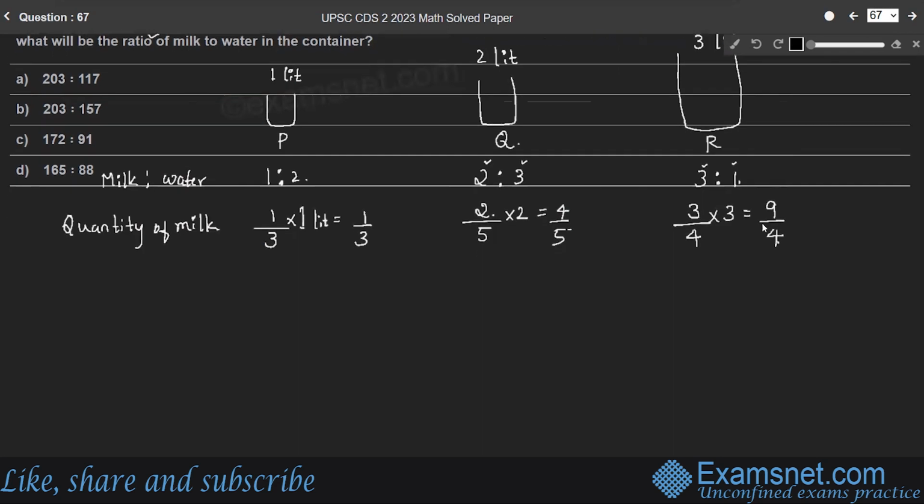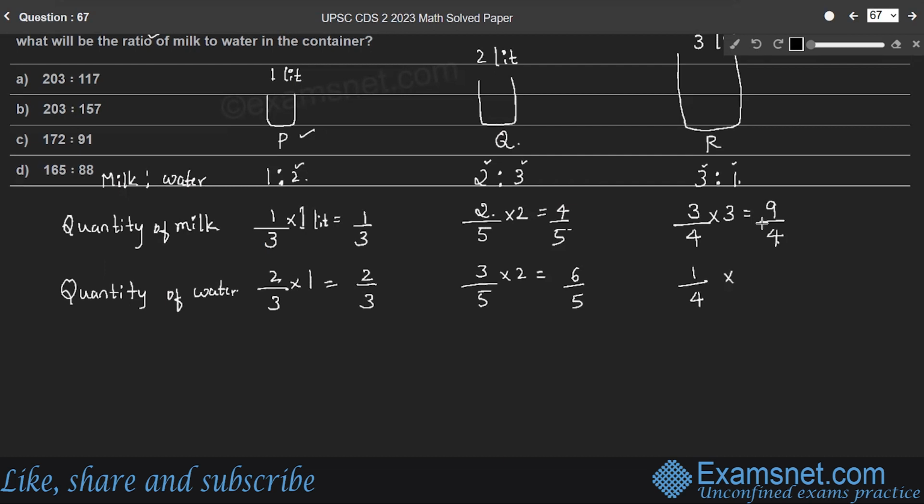Now we'll consider the quantity of water in each container. In the first container P, out of 3, 2 is the quantity of water, because the ratio is milk to water. Therefore, for 1 liter, it is 2 by 3. In the second container, out of 5, 3 is water. Therefore, for 2 liters, it is 6 by 5. In the third container, out of 4, 1 is water. Therefore, in 3 liters, 3 by 4 is the quantity of water.